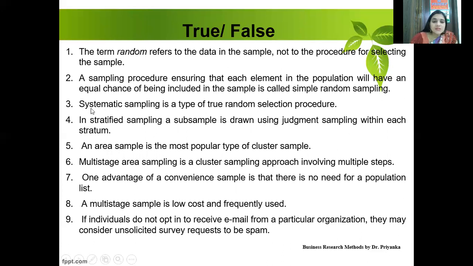Third, systematic sampling is a type of true random selection procedure. Is it? It is not actually a random selection procedure, but it yields some random results. It is actually a systematic sampling procedure.